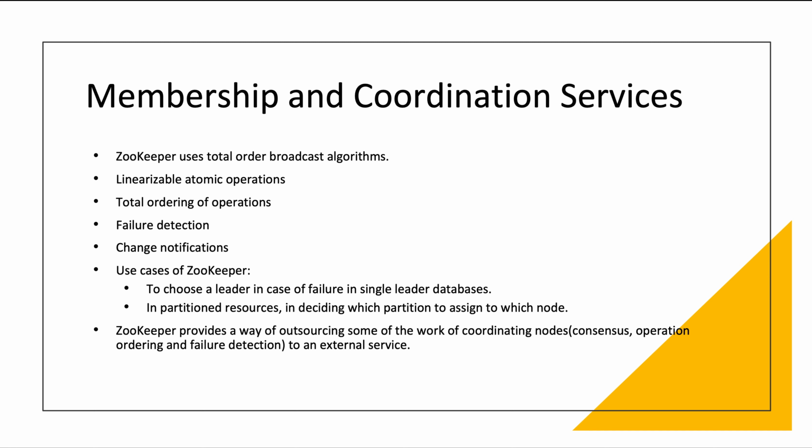The second feature it uses is total ordering of operations. So, when some resource is protected by a lock or lease, we need a fencing token to prevent clients from conflicting with each other in case of a process pause. The fencing token is a number that monotonically increases every time the lock is acquired. ZooKeeper provides this by totally ordering all the operations and giving each operation a monotonically increasing transaction ID and a version.